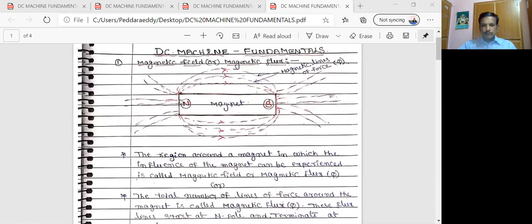You see the diagram. This is a permanent magnet. Any magnet has a north pole and a south pole. These are the flux lines. These flux lines always start from the north pole and terminate at the south pole.